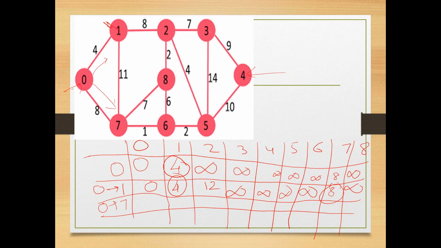But using 1, can I reach 3? No, I cannot reach 3 directly. So infinity. Same with 4. No, we cannot go directly, so it will be infinity. Same with 5, 6. Now using 7, 1, we can reach 7, but the cost is 4 plus 11, that is 15. So that is greater than 8. So we will write 8 only.